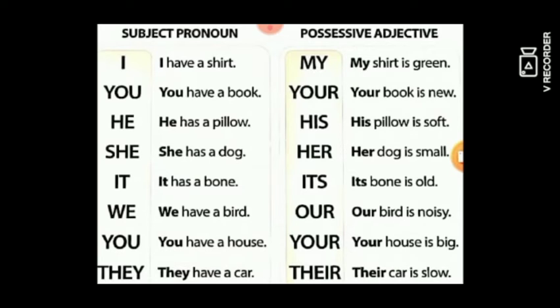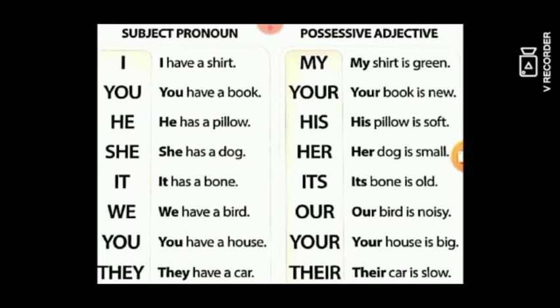I have a shirt. You cannot say I shirt is green. That is wrong. When you are using possessive adjective, you have to use my there. So I have a shirt. My shirt is green. You have a book. Your book is new. So your is possessive adjective.